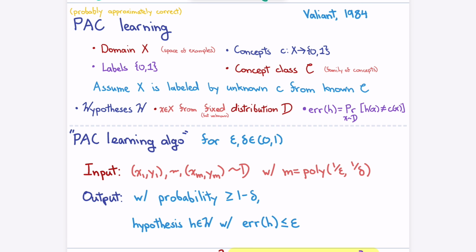Assuming you only have a small number of samples, can you still, with reasonable probability, output something with truly small error? Okay, but there needs to be some tension. If you want smaller epsilon, then I should be allowed some more samples.